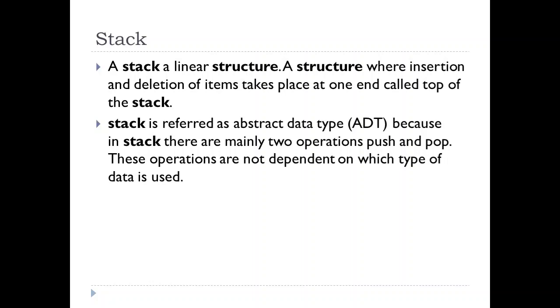So, stack is also referred to as an abstract data type because stack has two main operations. One is the push operation and the other one is the pop operation. These operations are independent of what kind of data type you use. If you use character, integer, float, image, etc., the operation and the behavior of the stack will remain similar in any condition. That is why we call this stack an abstract data type.